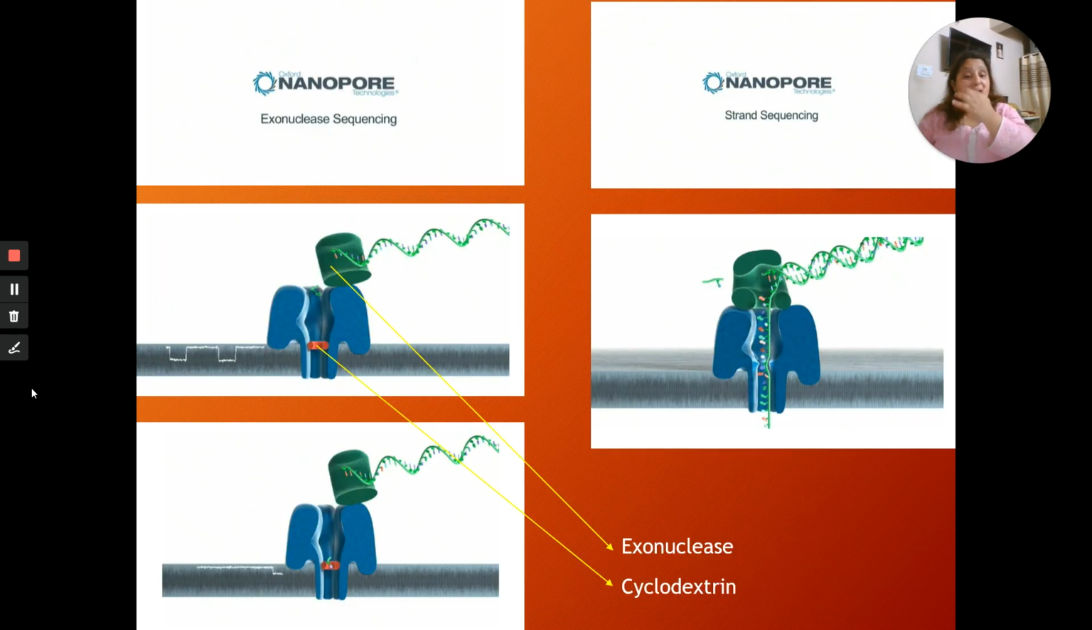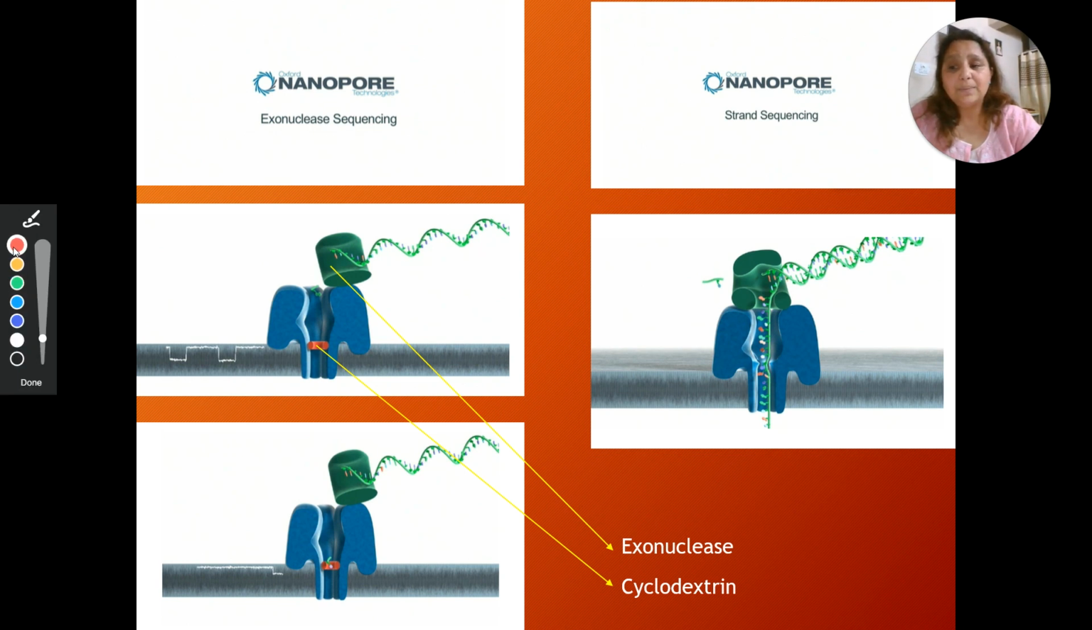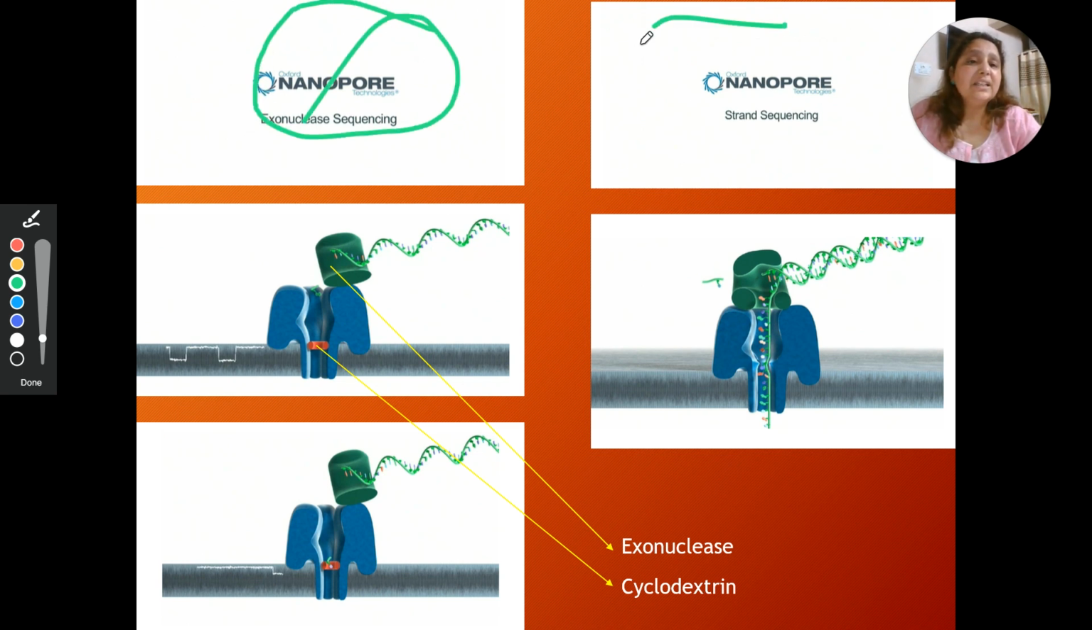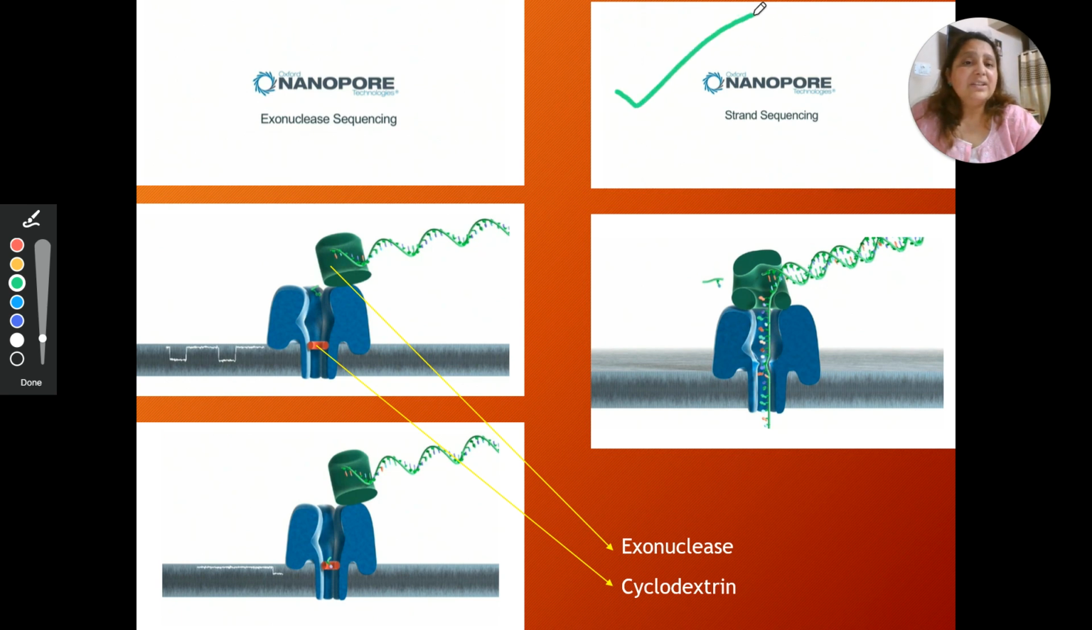Okay. Now the library preparation part is over. Now we will talk about the sequencing technique or the sequencing technology. To start with, nanopore sequencing can be categorized into two categories. The first category is called exonuclease sequencing, and the second is called strand sequencing. So remember, today only strand sequencing is being used. The exonuclease sequencing is not used now. Okay, first I will talk about the exonuclease sequencing and then I will talk about the strand sequencing.